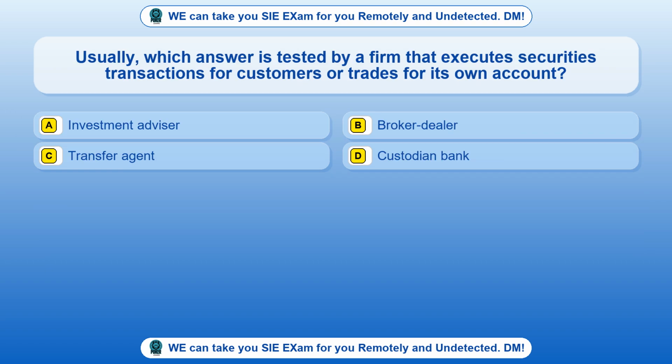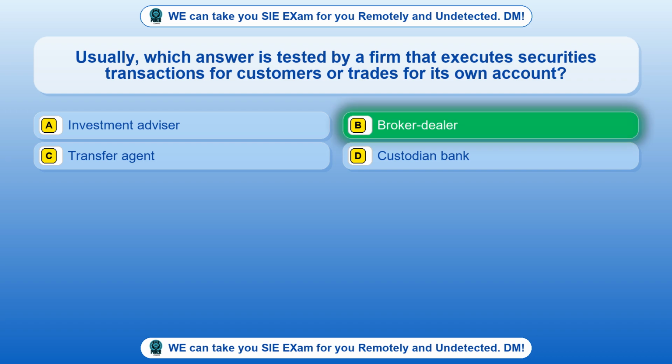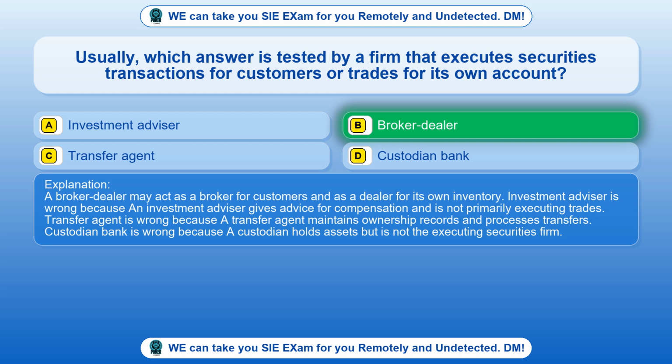Question 26. Usually, which answer is tested by a firm that executes securities transactions for customers or trades for its own account? Option A, investment advisor. Option B, broker-dealer. Option C, transfer agent. Option D, custodian bank. The correct answer is option B, broker-dealer. A broker-dealer may act as a broker for customers and as a dealer for its own inventory.